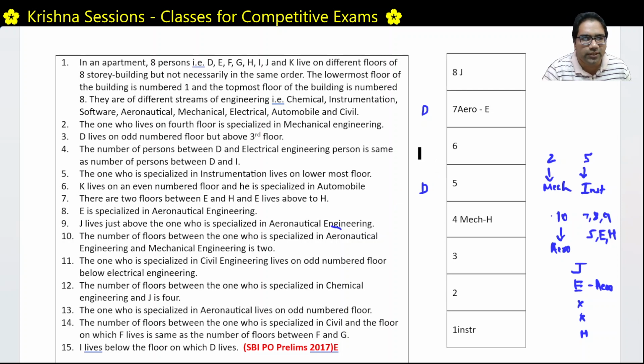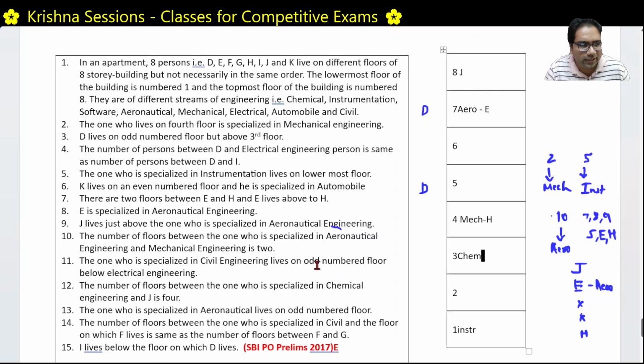Okay, but we don't know where that is. Let's continue. The number of floors below the one who is specialized in chemical engineering and J is 4. Very good. J is this. Then chemical engineering has to be 1, 2, 3, 4. This has to be chemical engineering, because there should be 4 floors between J and chemical engineering. So this has to be chemical.